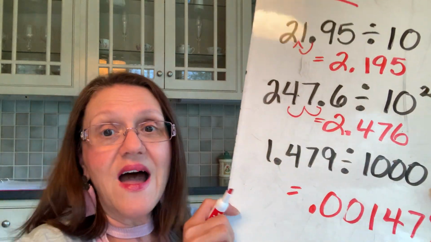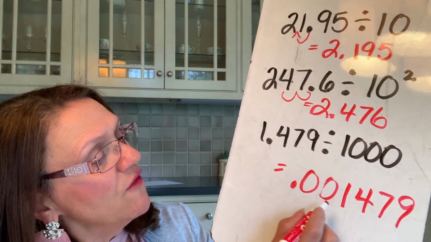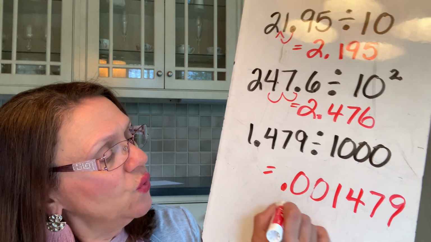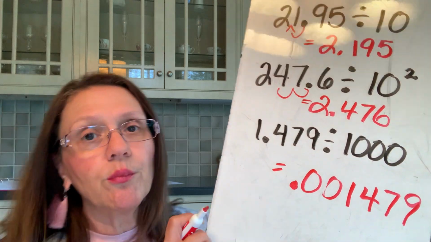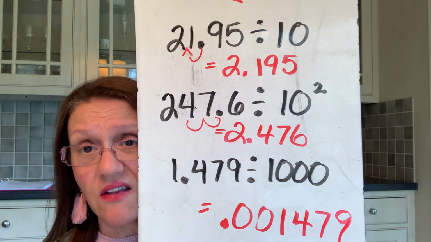So it's going to look like this. Wow, that is small, right? Because that means I've moved, my decimal was here, so I've moved 3 times. 1, 2, 3, and there I go. That's it. Pretty easy.